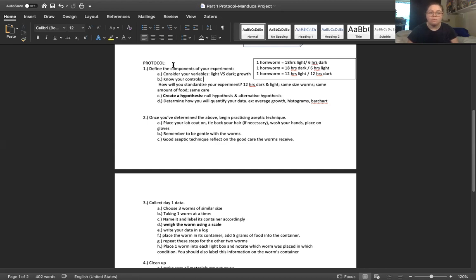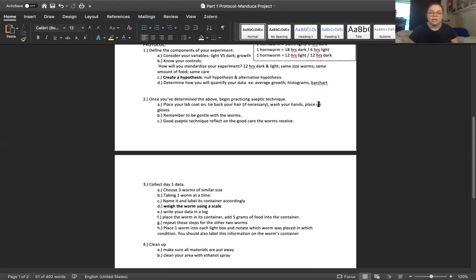But again, it's important to take this into consideration in step number 1, right? To talk about this with your group. How am I going to determine my data? What's my hypothesis going to be? What are my variables? What are my controls? Defining all these components before you even start the experiment, right? So that you're already on the right track.